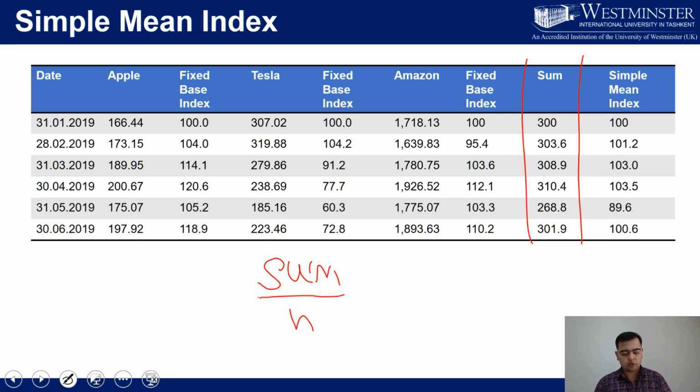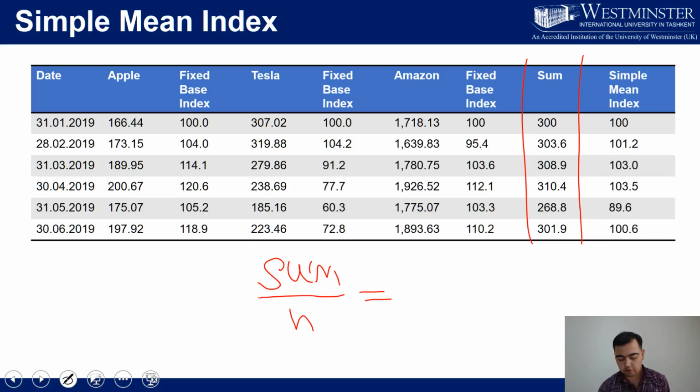Always remember, whenever you construct a certain index, a hypothetical index in our case, you need to know how many companies you are considering for this particular index. So in our case, we have only 3 companies. That's the Apple, that's the Tesla, and that's the Amazon. And hence, the n, according to this formula, will be 3.